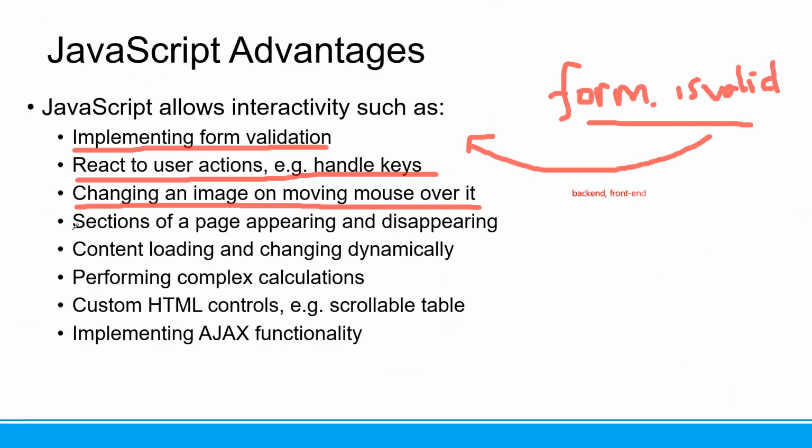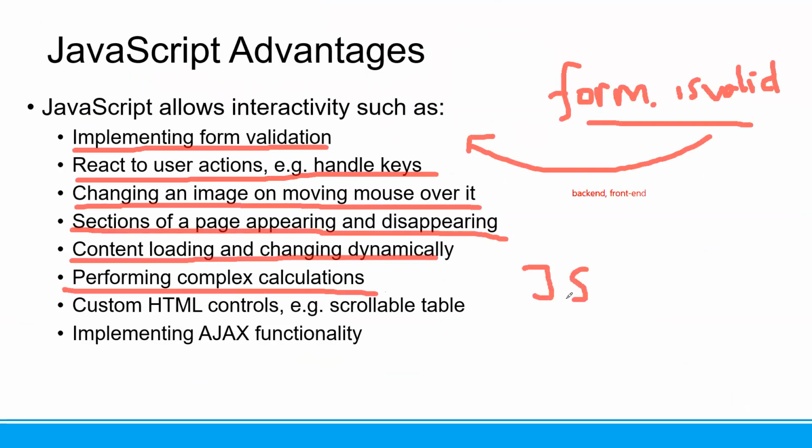And a section of a page appearing and disappearing, content loading and changing dynamically, performing complex calculations. Nowadays in JavaScript, there are also libraries for deep learning. And then you can have custom HTML controls. So you can make a table or make it a scrollable table. And you can implement Ajax. We will learn about Ajax later.